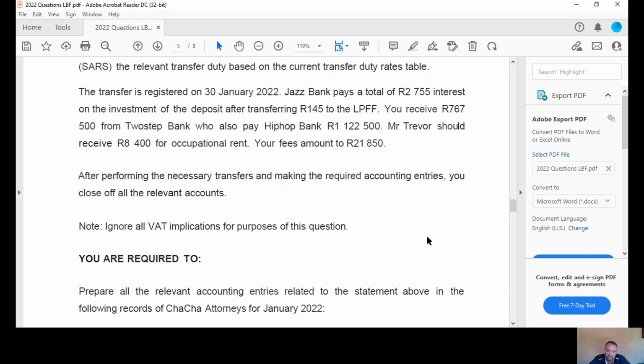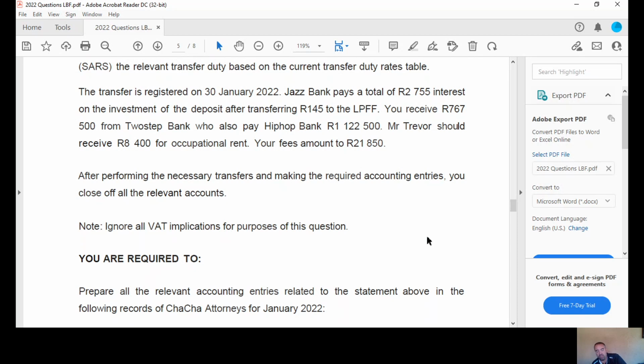Trevor. Okay, and then it says your fees amount to 21,850. So that's a normal fee journal. You're going to debit the business account of whoever is liable for your fees, and you're going to credit fee income. VAT is not applicable, so don't worry about VAT.